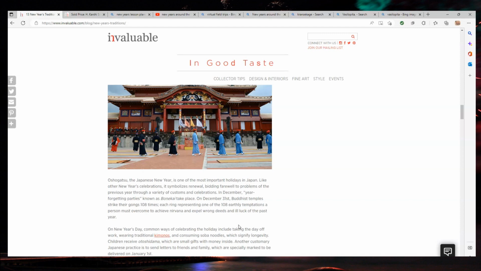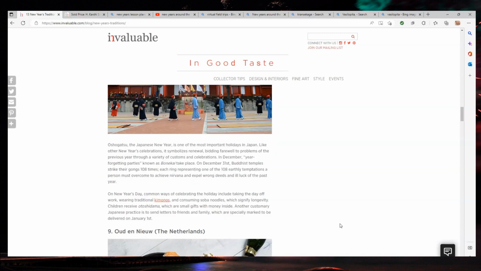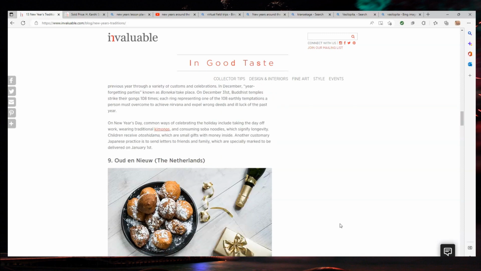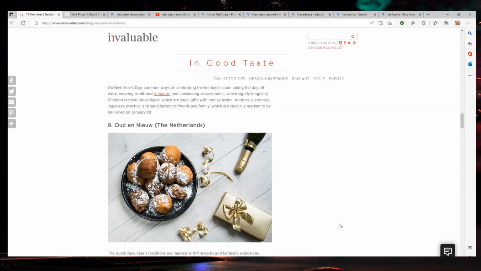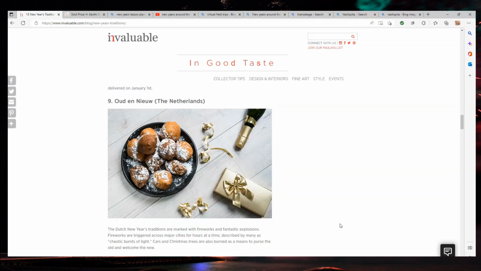On New Year's Day, common ways of celebrating the holiday include taking the day off work. We should make this a tradition here. Wearing traditional kimonos and consuming soba noodles, which signify longevity. Children receive otoshidama, which are small gifts with money inside. Another customary Japanese practice is to send letters to friends and family, which are specially marked to be delivered on January 1st.